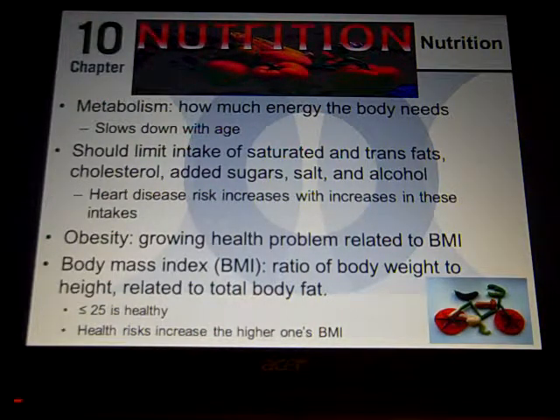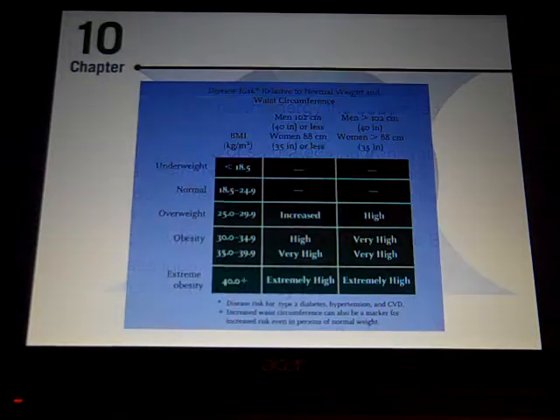Body mass index, often referred to as BMI, is the ratio of body weight to height related to total body fat. Anything equal to or less than 25 is a healthy BMI. Health risks increase the higher one's BMI is.